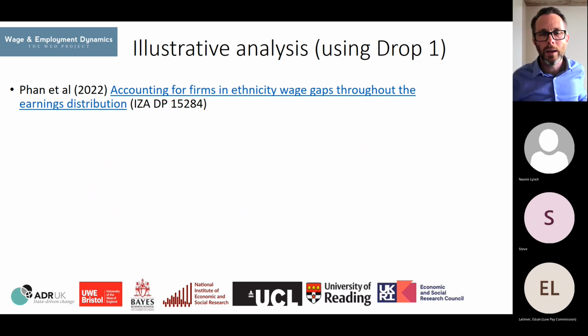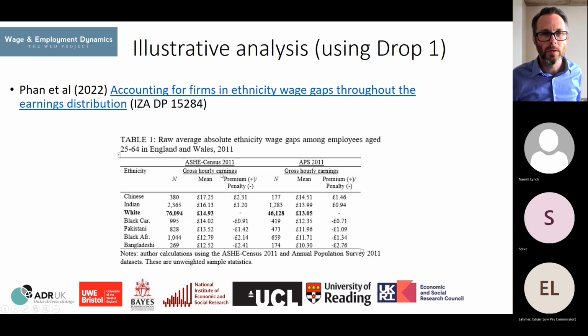But how important is where you work in explaining those wage gaps? Well, what we start with is comparing ethnic wage differentials in ASHE-Census with ethnic wage differentials that you see in the Annual Population Survey, which other than ASHE is probably the best data set for looking at ethnic wage gaps. The first thing to notice is you've got bigger samples in ASHE-Census. So if you look at the column headed N, you'll see the sample sizes are almost twice as big as you would get from the Annual Population Survey.